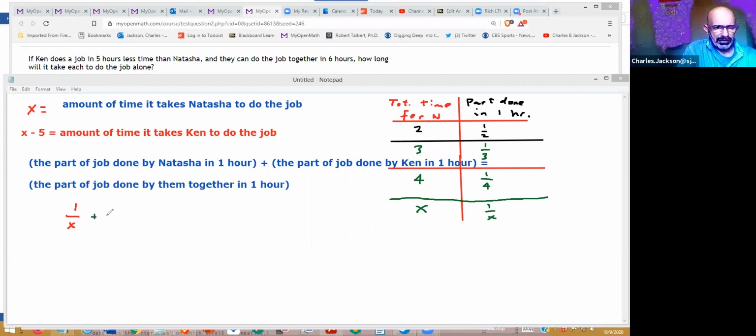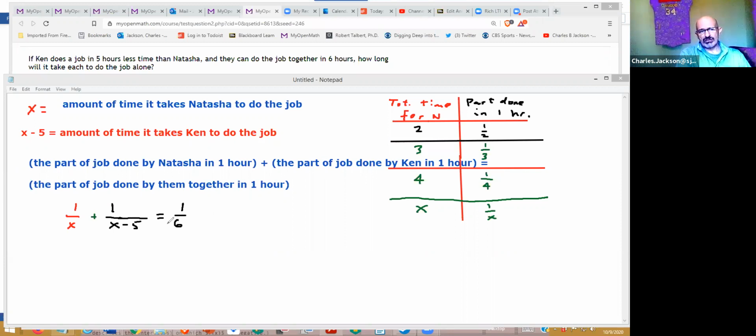For Ken, we do the same, and it's 1/(X minus 5). We just take the reciprocal. That's how much he can do in 1 hour. Together, they do the job in 6 hours, so together they can do 1/6 of the job in an hour. Now, we have to solve that equation, and if we solve it for X, then we'll know the amount of time it takes Natasha to do the job.